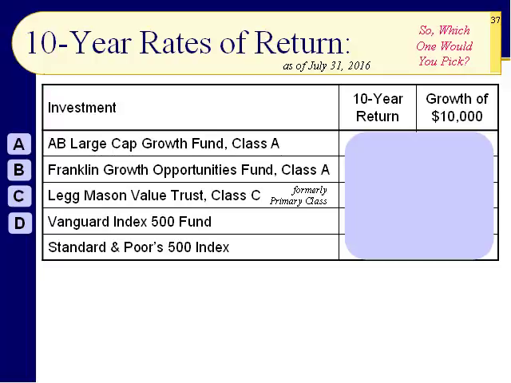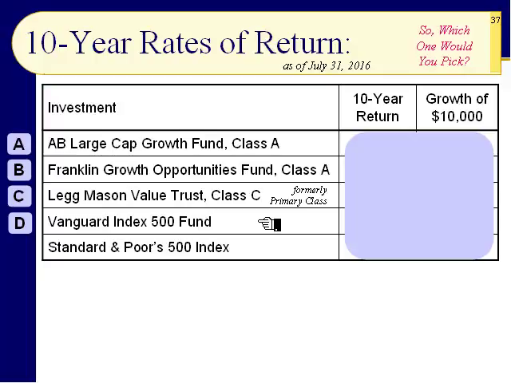Now, I'm going to give you $10,000 10 years ago. And which one would you choose? Knowing that the Class A shares are typically the best, but the Class A shares weren't around for the Legg Mason Value Trust, which would you choose? Would you choose the AB Large Cap Growth Fund, Class A shares, the Franklin Growth Opportunities Fund, the Class A shares, the Legg Mason Value Trust, Class C shares, formerly primary class, or the Index 500 Abstemious Fund?